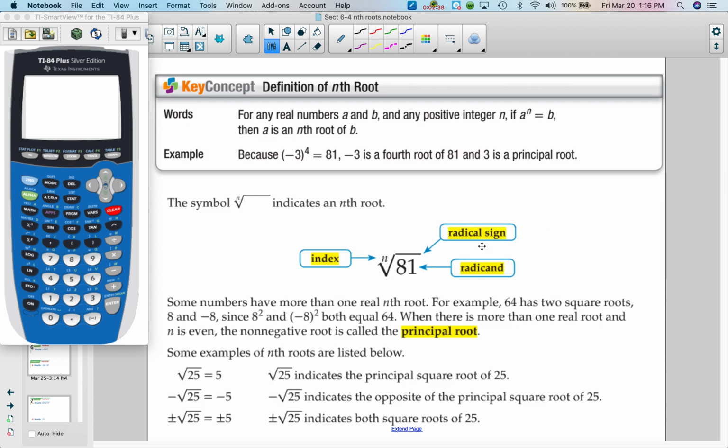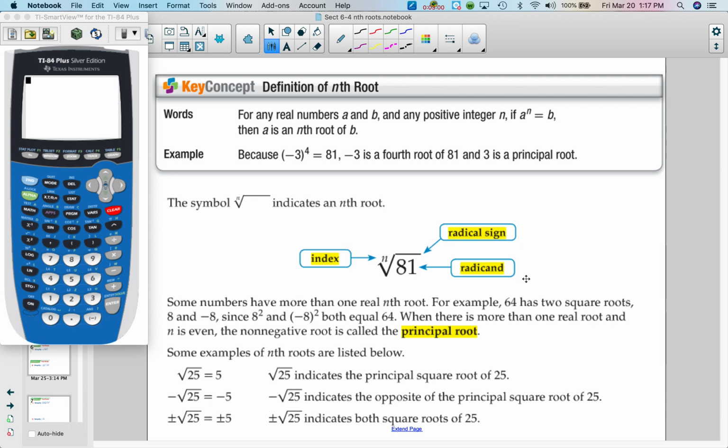Some of this I already showed you, some of the values and the terminology. This symbol represents the nth root with a little n in that place. Normally we'd have a number. That's the index value. The radical sign is the part that looks a little bit like a divide sign, but it's the radical sign. The radicand is what's underneath.